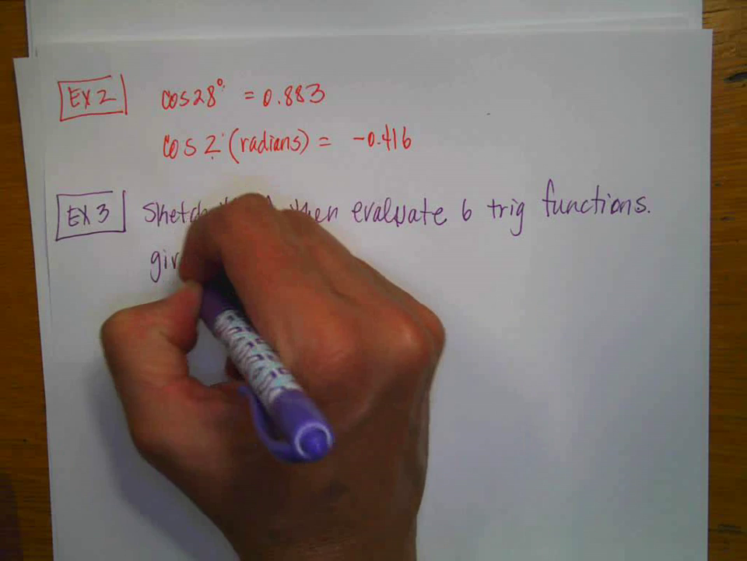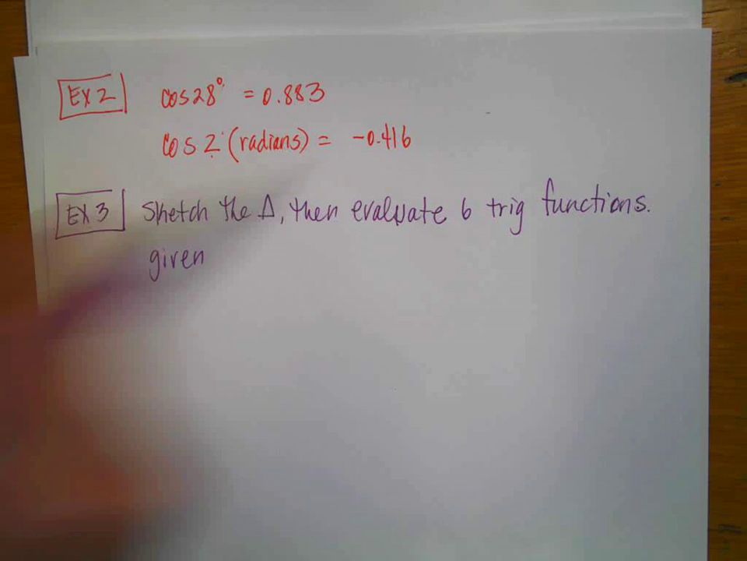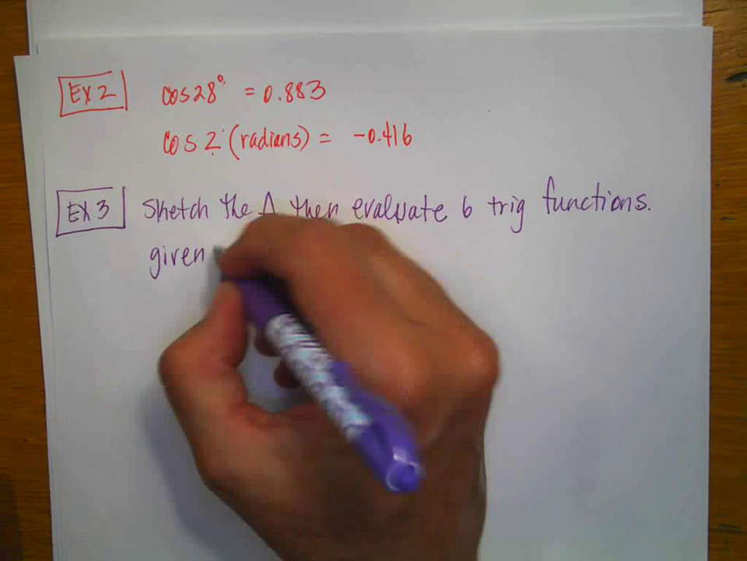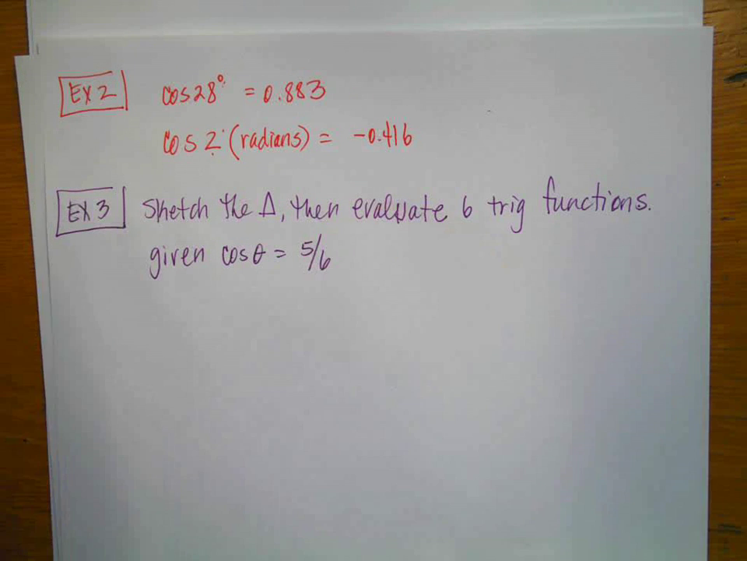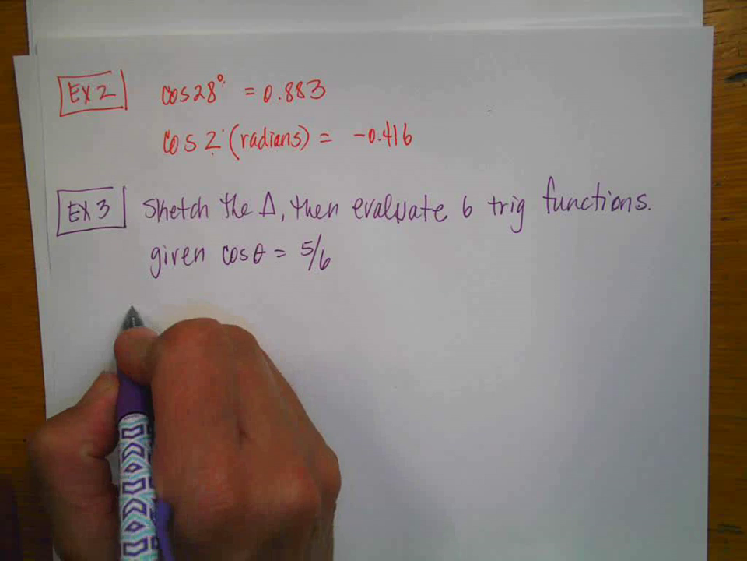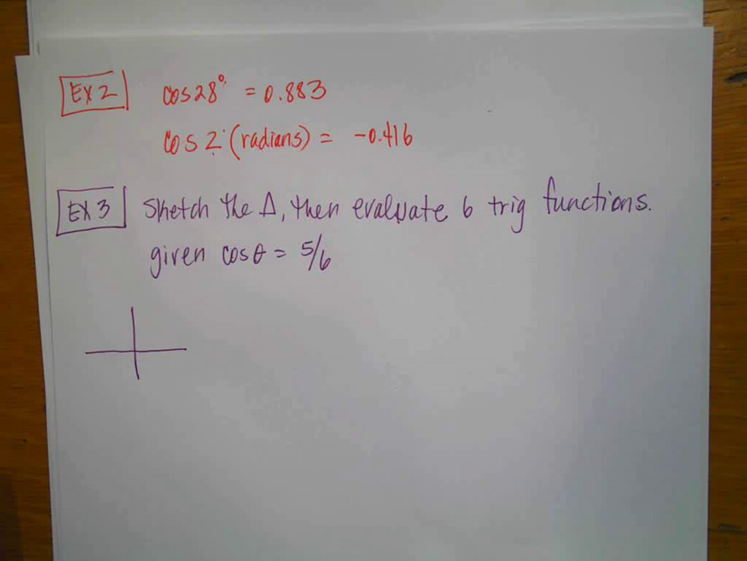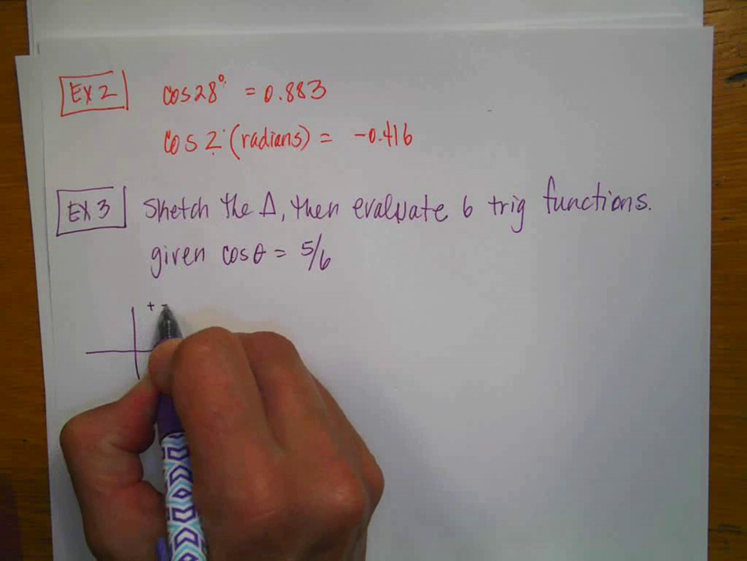And we're going to be given that the cosine of theta is 5 over 6. So I'm going to go ahead and sketch my angle in standard position. So a couple of things to notice.